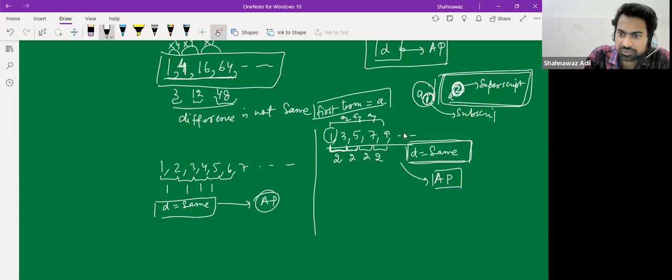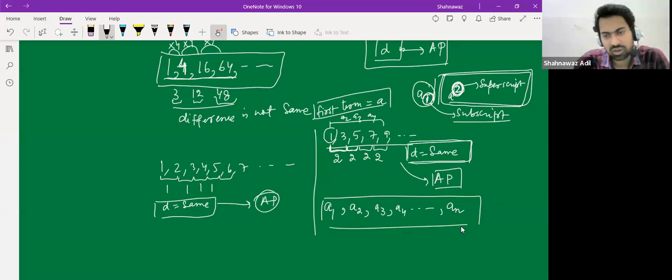Okay, guys. So the first term would be A1, the second term would be A2, the third term would be A3, and so on. And the nth term would be what? An. Right? Understood, guys?